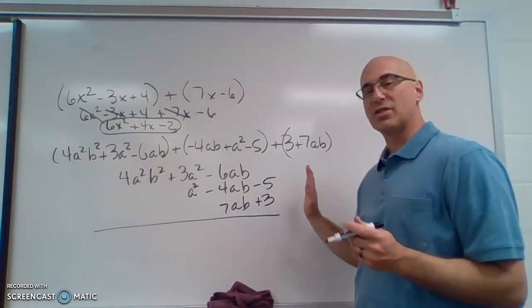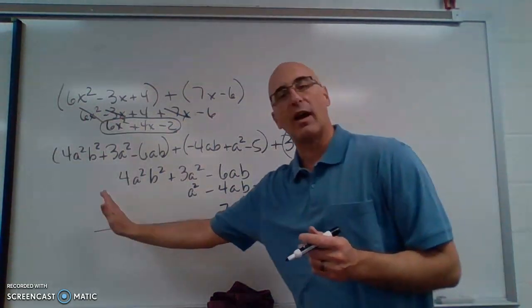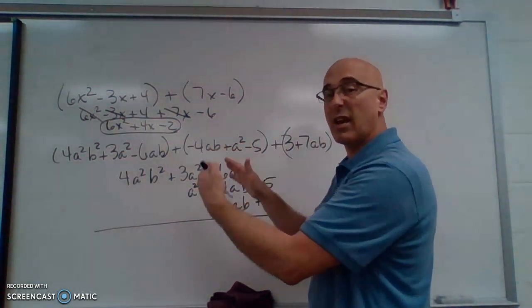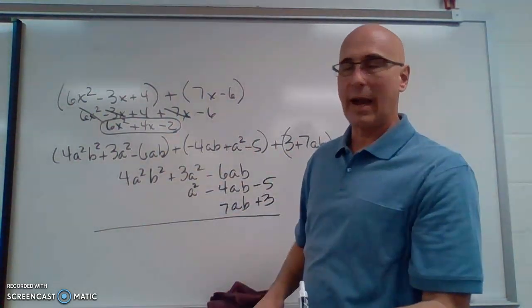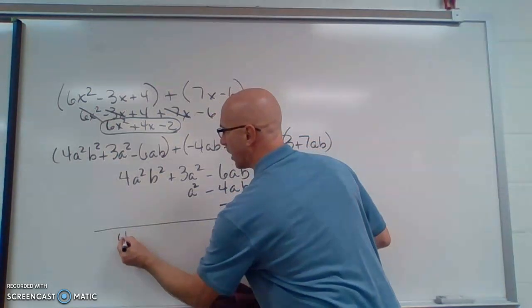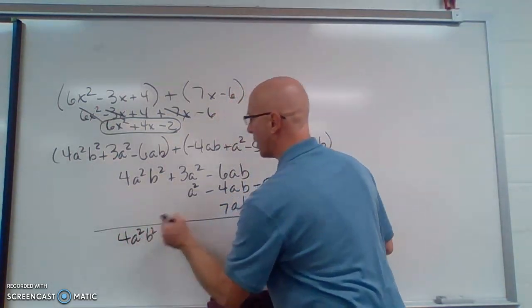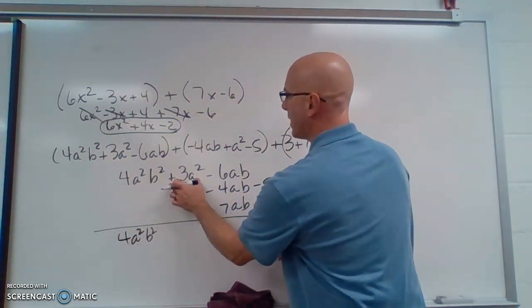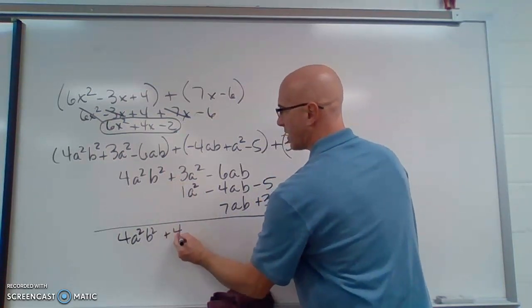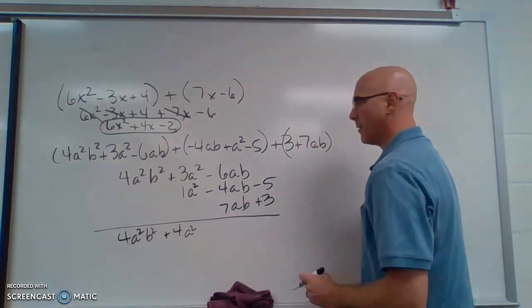Now you don't have to start from the right side and move left. You can go in any direction you want, because you're not really carrying anything over like in regular addition. So here we just have one term of 4a squared b squared. We have 3a squared plus 1a squared, so that is plus 4a squared.